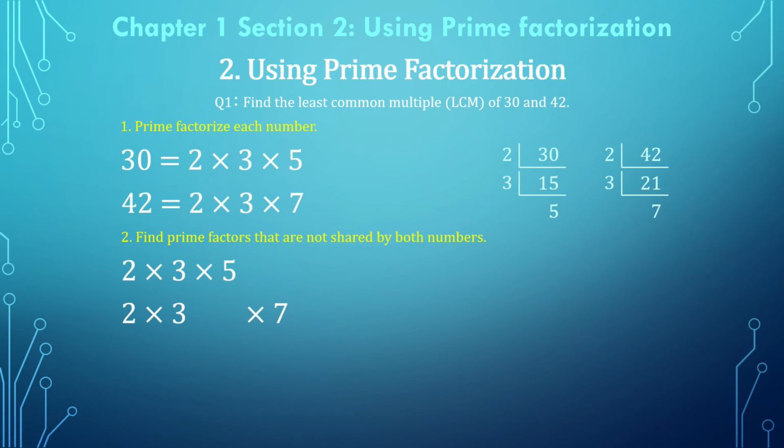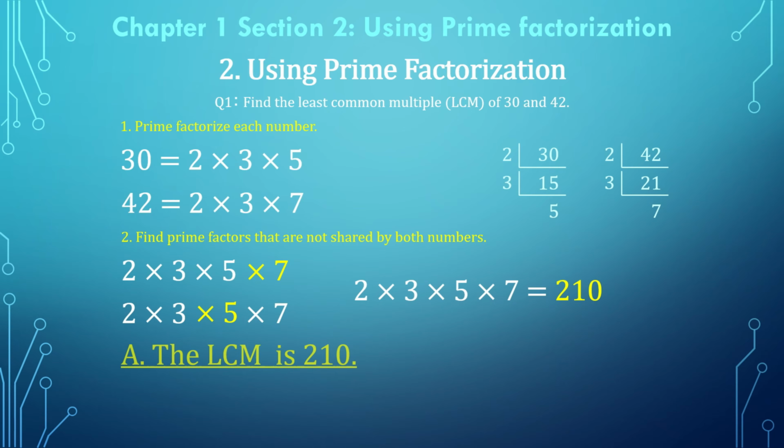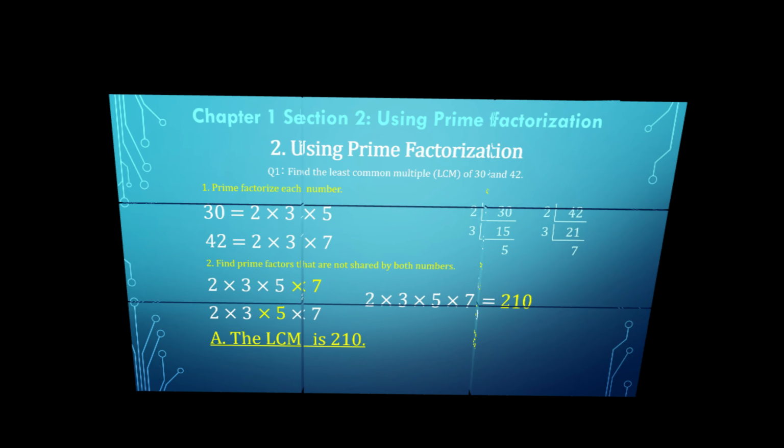30 is missing 7, and 42 is missing 5. In other words, we can find the least common multiple by multiplying all the prime factors that are missing from one number or the other. Then you multiply 30 by 7 and 42 by 5. That equals 2 times 3 times 5 times 7, which is 210. So you can say the LCM is 210.